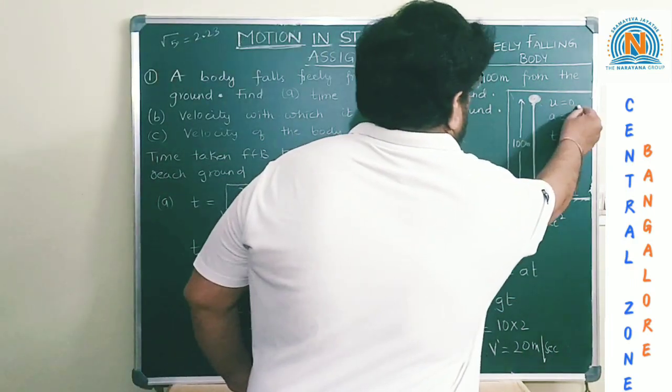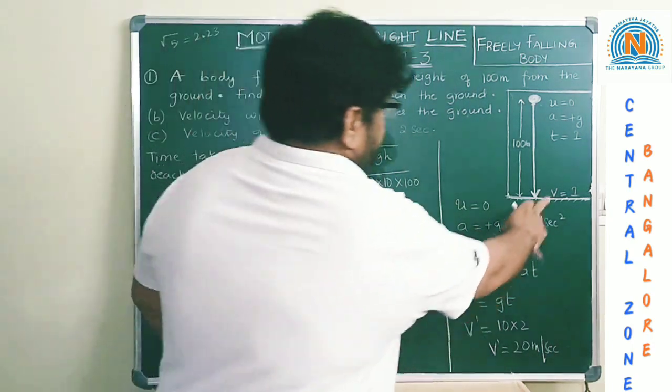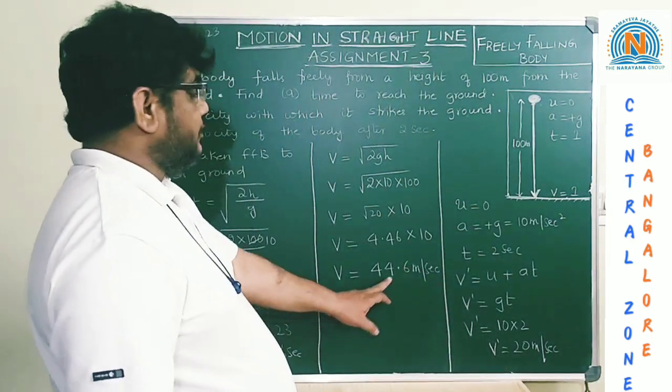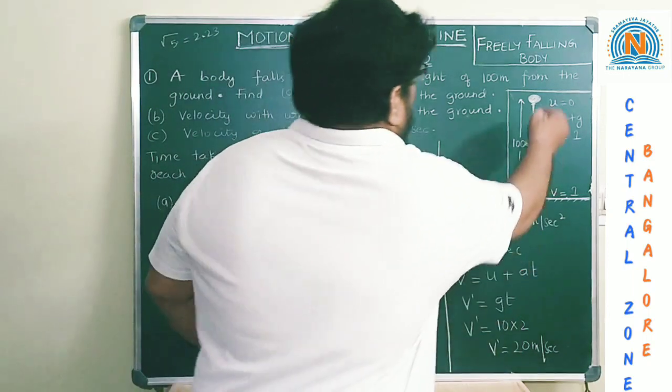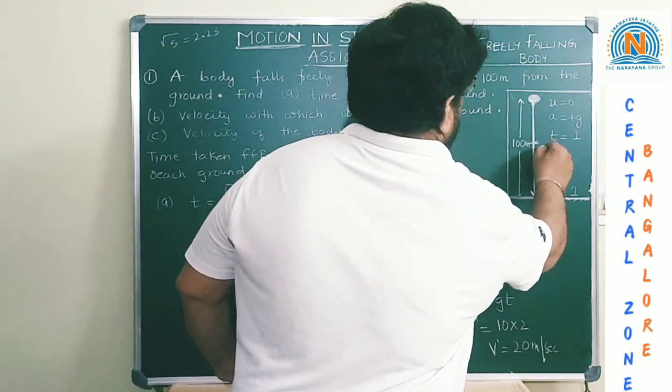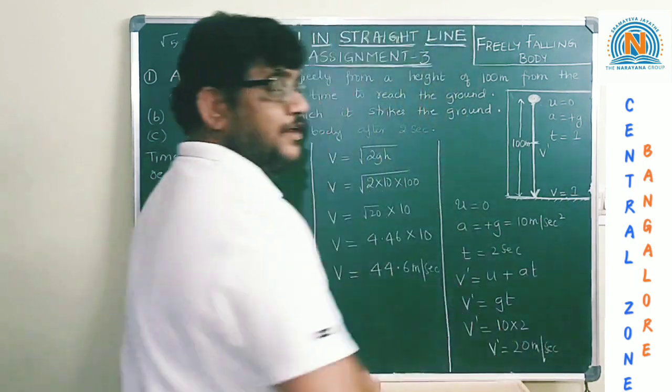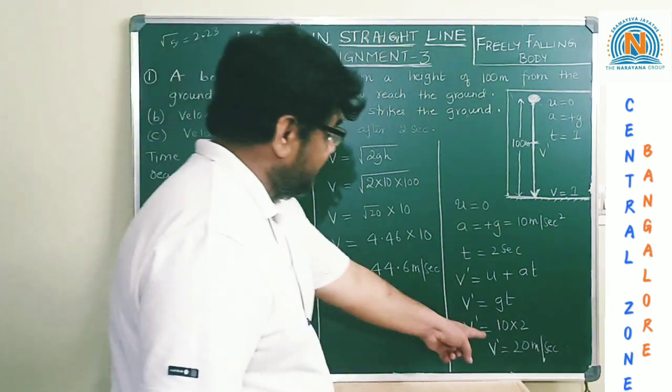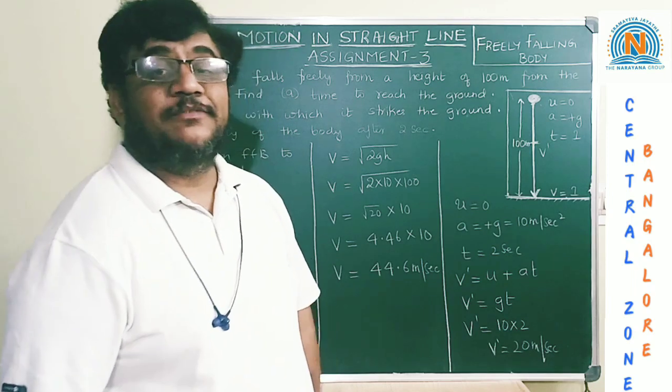So here its velocity is 0. Here its velocity is 44.6 meter per second. After 2 seconds, let it be somewhere here. When it comes here, if I take its velocity as V dash, that V dash value is 20 meter per second.